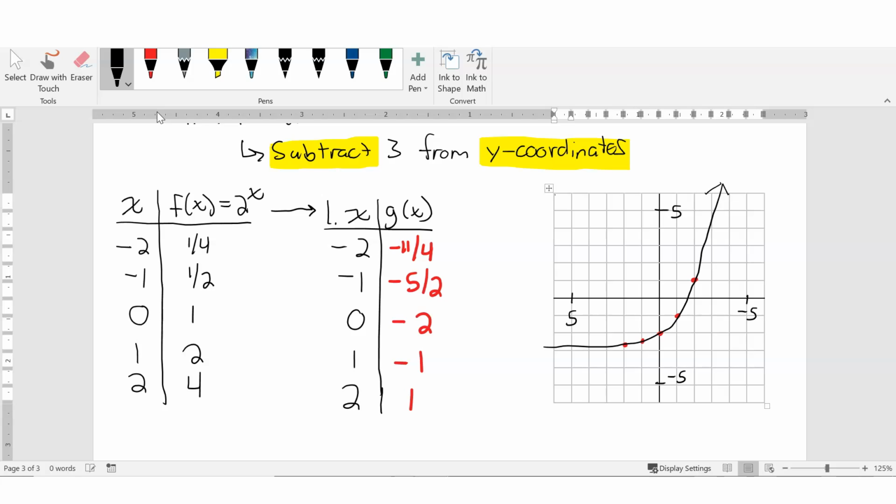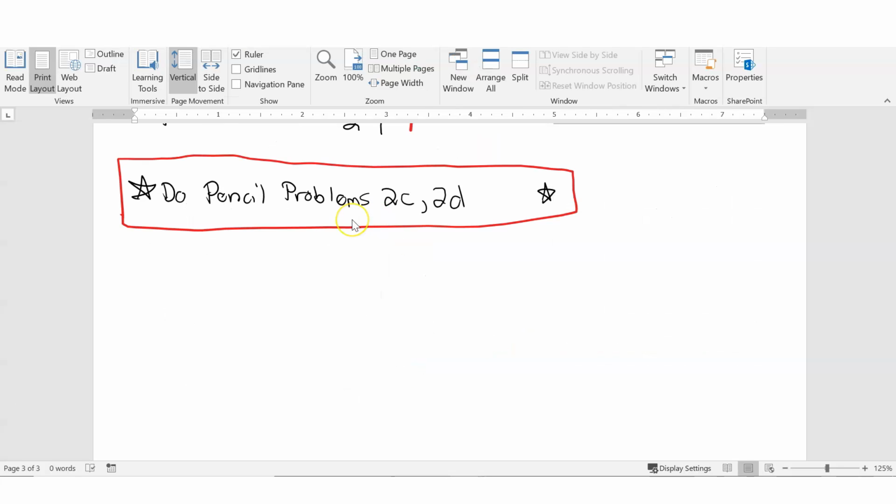One thing that's important to note in this example is that your horizontal asymptote of y equals 0 with a vertical shift will also shift. So notice, because we shifted down 3 units vertically, that now the horizontal asymptote is at -3 and not 0. So that's one important thing from this example. Your horizontal asymptotes can shift with transformation problems. Now do pencil problems 2C and 2D.